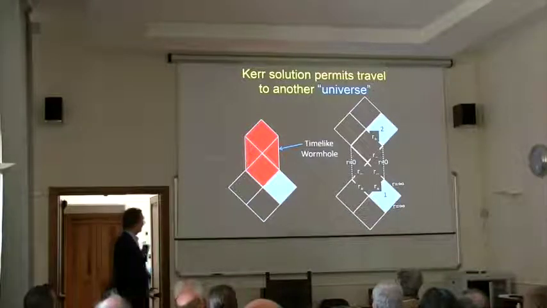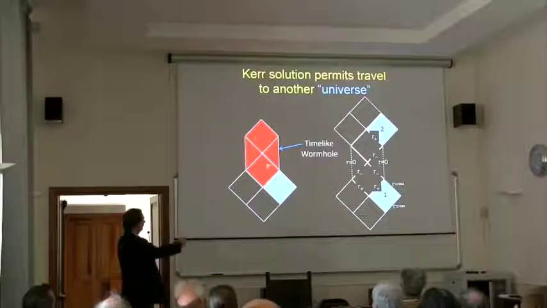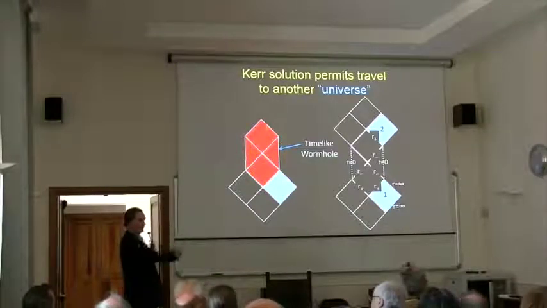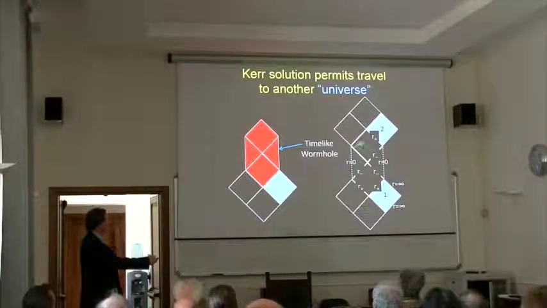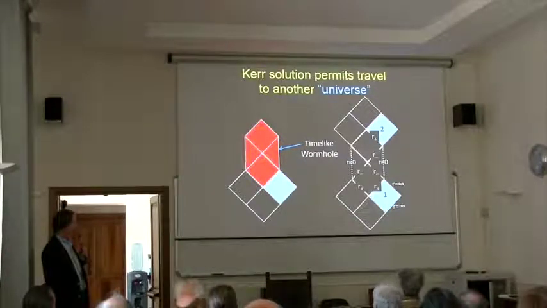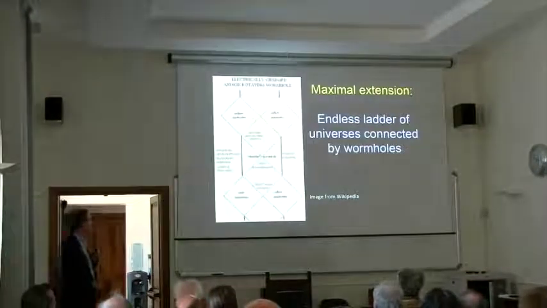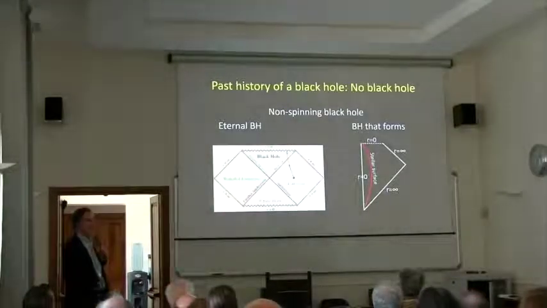The one technical point here is that I'm only showing a portion of these lozenges inside of the Cauchy horizon because the conventional view is that the Kerr solution actually continues beyond this r equals 0 line, and I'll come back to that towards the end of the talk. Okay, so that's summarizing what I've said in words.